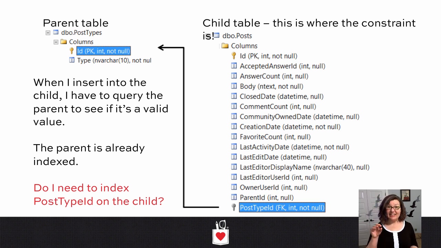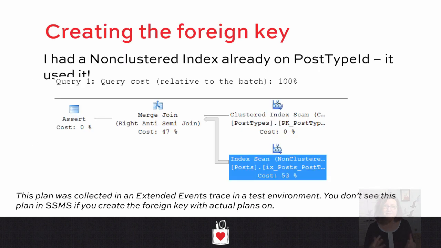For the purpose of an insert, if I'm just going to insert a row into posts, I need to check and see if the related value exists in the parent, and that'll use the index on the parent. But what if I'm running a select query that joins between these two? Well, that might want an index on the child table. But I also might want an index even for creating the foreign key.